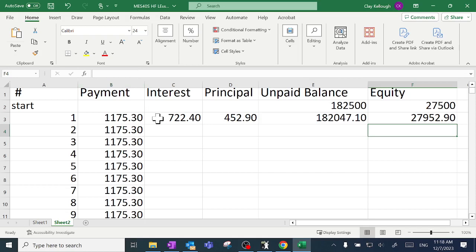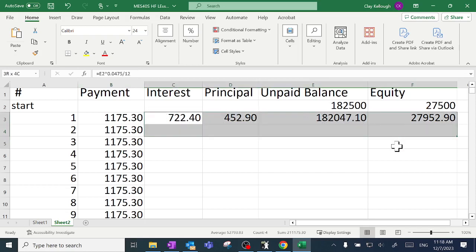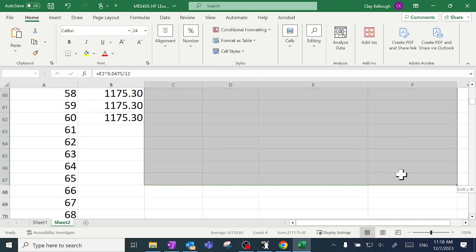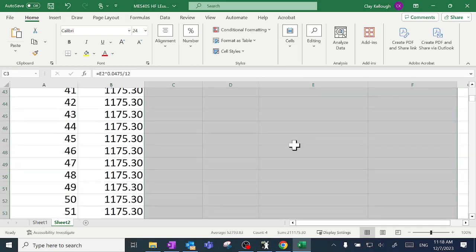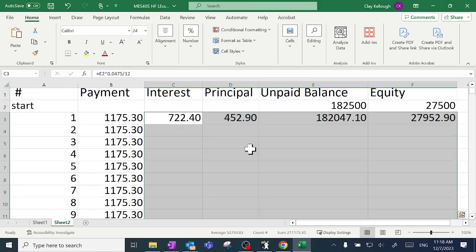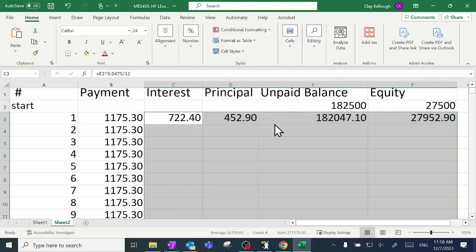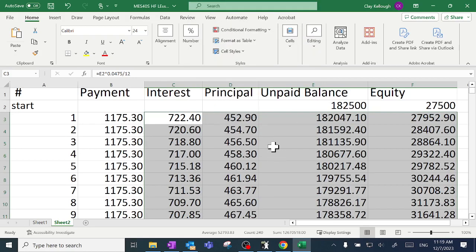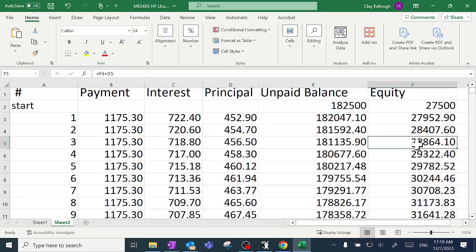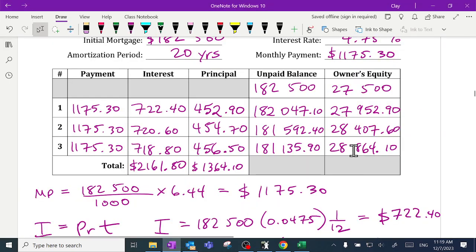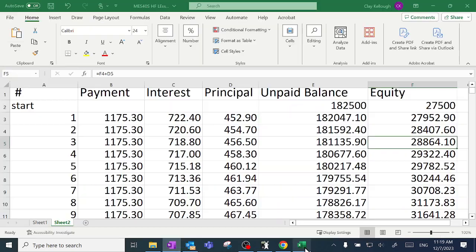So all I do is grab these, and let's hope this works, and drag down to 60. And then once again, and I can't remember where in the menu this is, so I'll just search for it. Fill down, there it is, fill down. And if we did this right, what was this number on our chart again? Our number was 28,864.10. Is that what we had? 28,864.10. Yep.